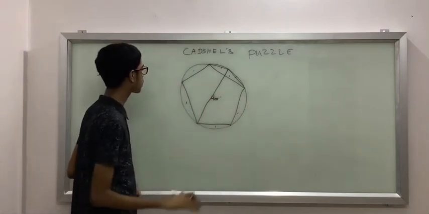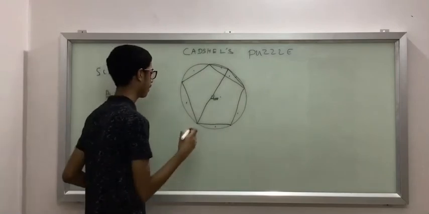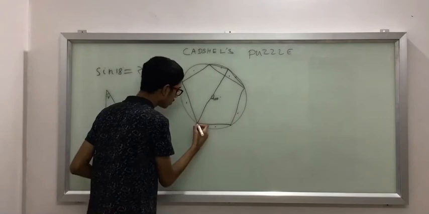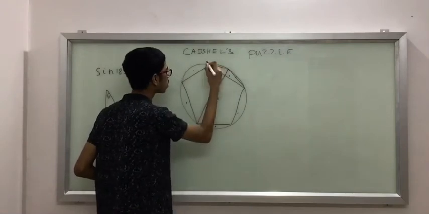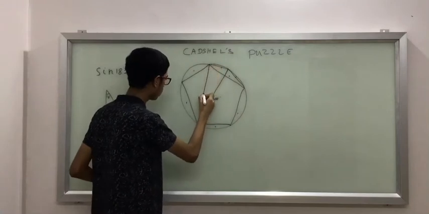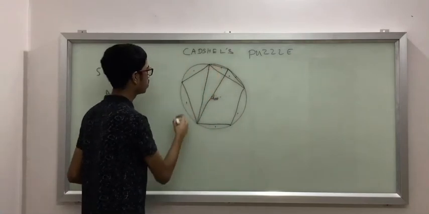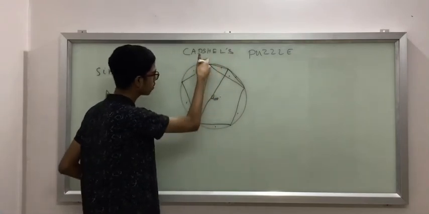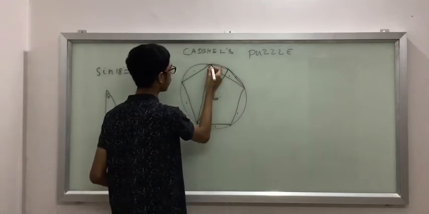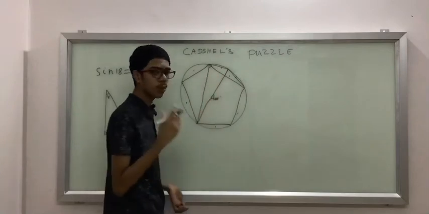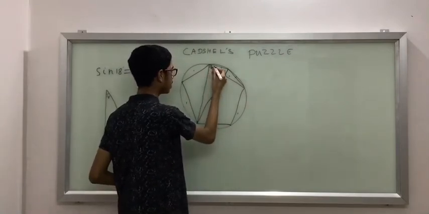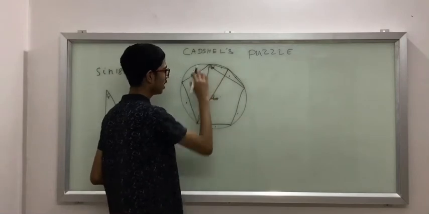Now what I'm going to do is the same thing that time what I did. Now I'm going to draw from here to here. So this is the diagonal of a pentagon. Now what is this whole angle? This whole angle will be equal to 90 degrees because 180 by 2 is 90.